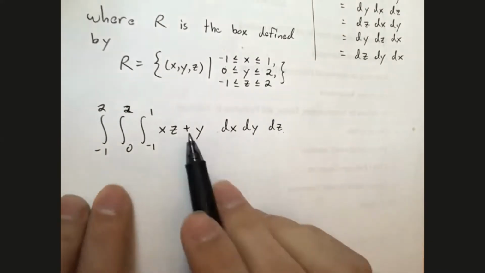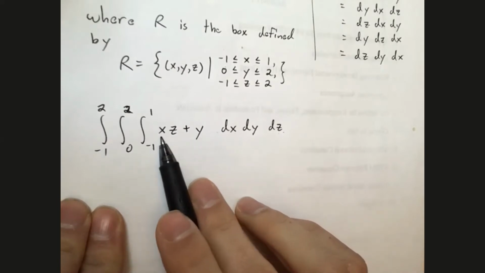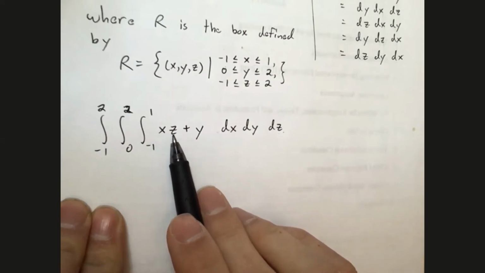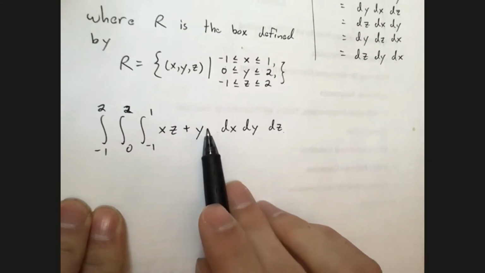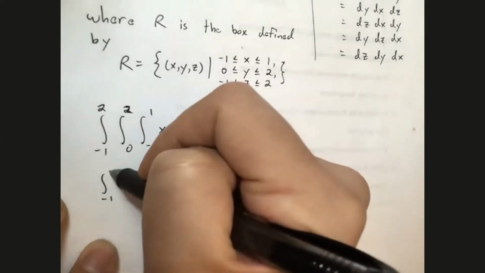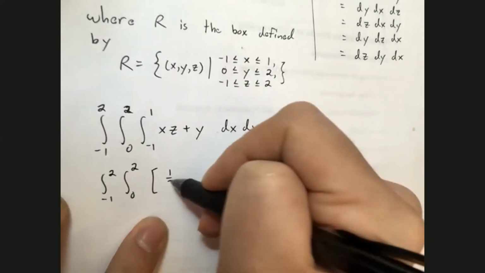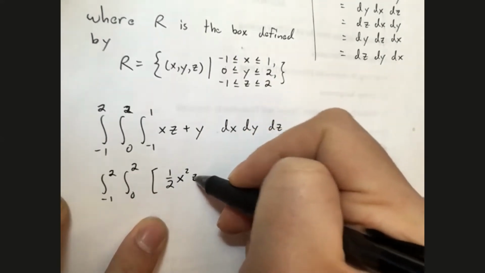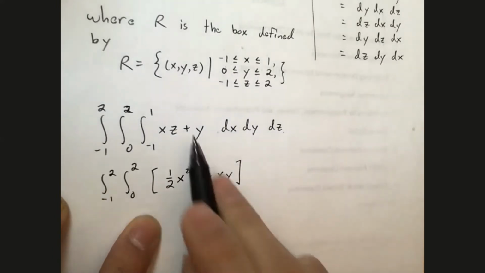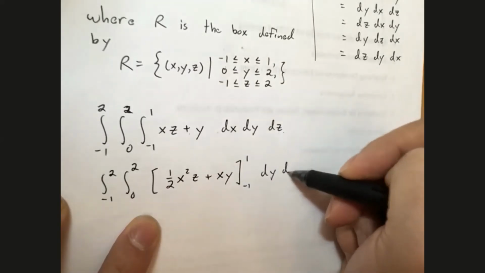I'm going to treat z and y as if they're constants, and I'm just going to find the antiderivative of this with respect to x. Well, that's going to be 1/2 x squared z plus, y is a constant, so I just get yx. I'm leaving those outer two integrals alone, but I've found the antiderivative for the innermost integral. Now I have to evaluate this from -1 to 1. And then I'm going to integrate that dy dz.